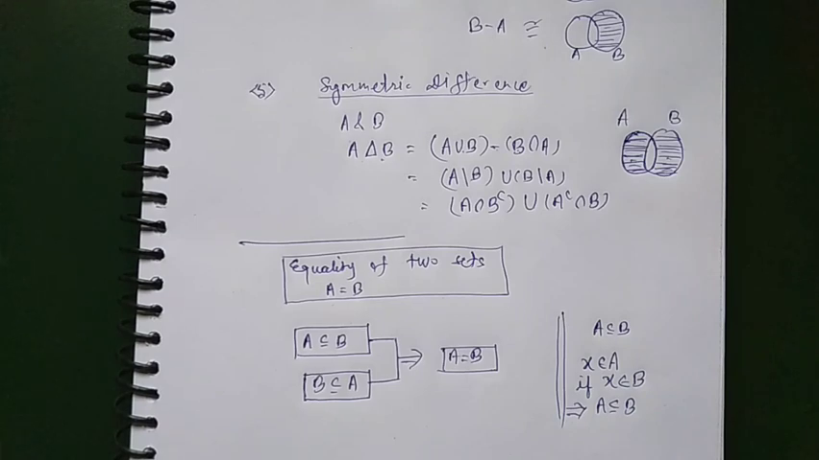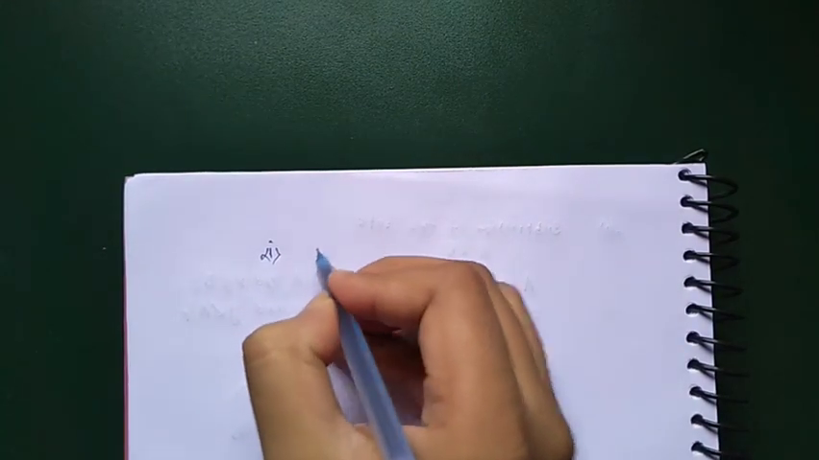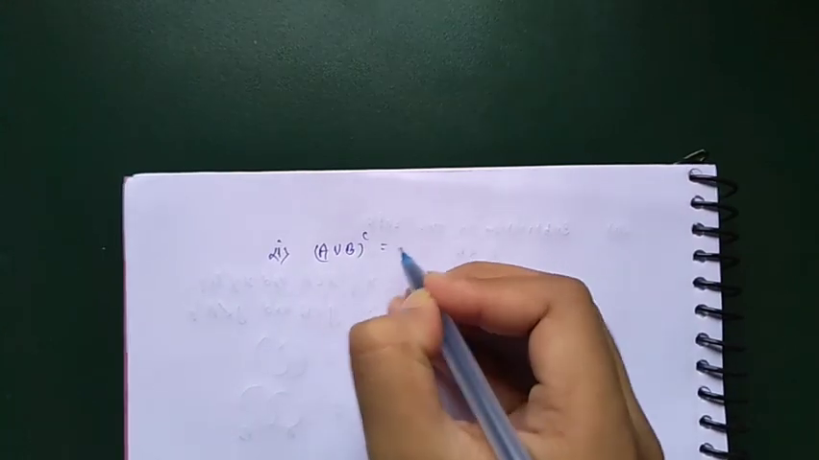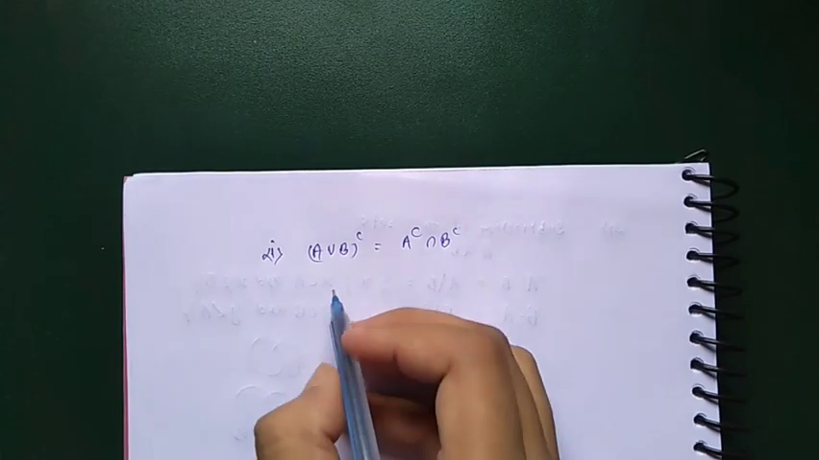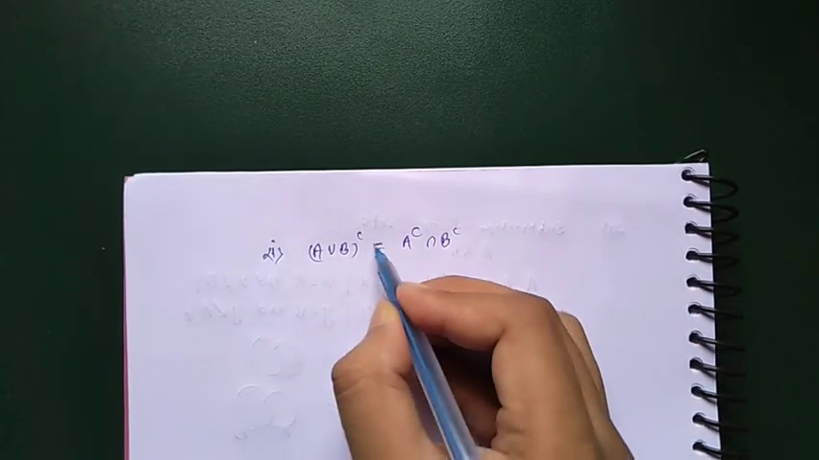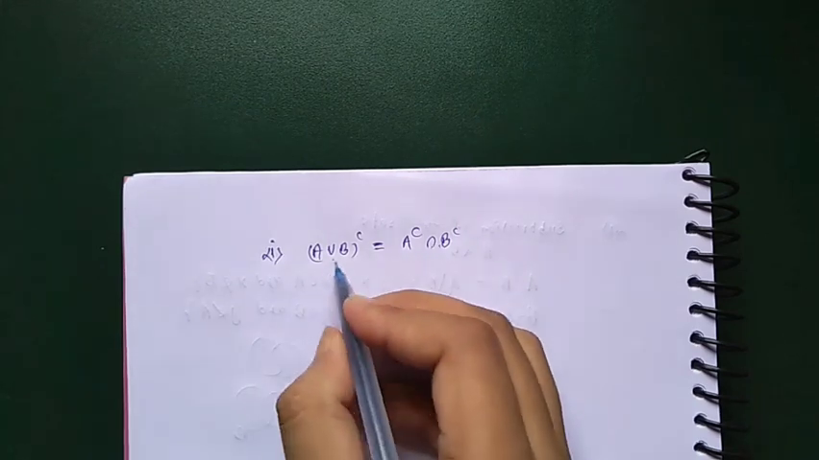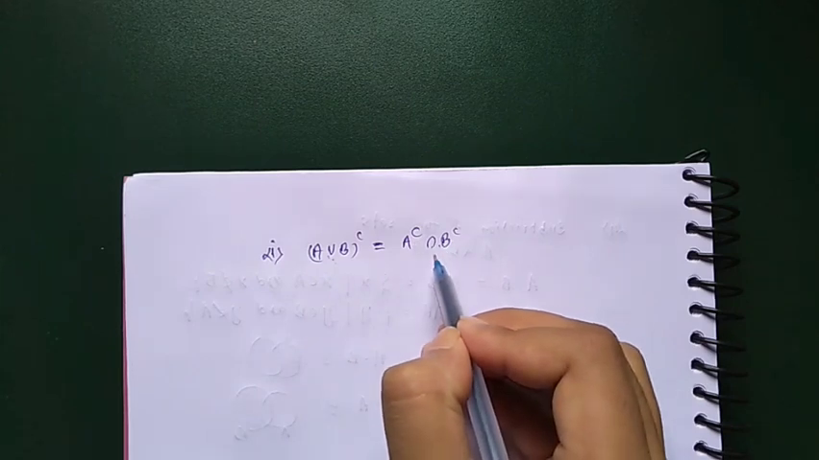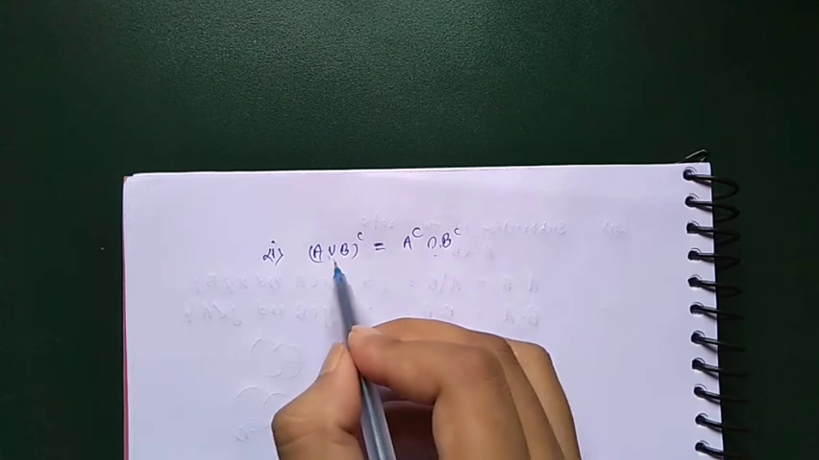Now we are going to prove De Morgan's law. The first law under De Morgan's is that A union B whole complement is equal to A complement intersection B complement. So here we have to prove the equality of these two sets. First we will prove that this set is a subset of this set, and in the next step we will prove that this set is also a subset of this set.